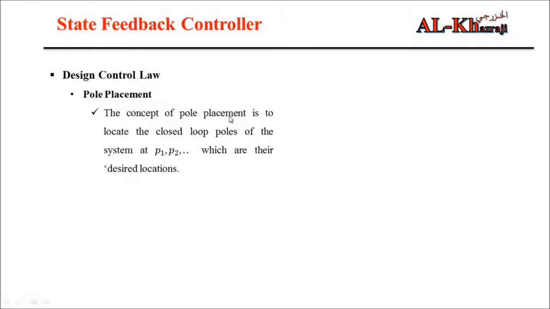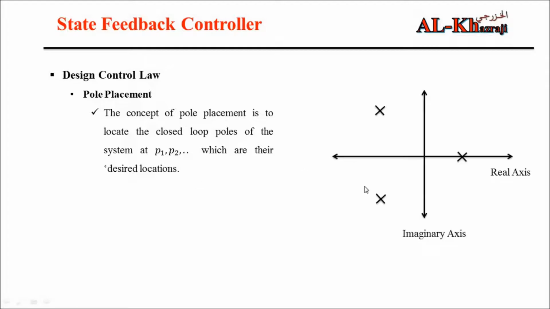The concept of pole placement is to locate the closed loop poles of the system at the desired location. So imagine you have the poles of the system. This is the real axis and this is the imaginary axis, and this is the open loop pole of the system. As you can see, for example, we have one unstable pole. So the basic idea of pole placement is to move this pole to a new location, which is our desired location of the system.